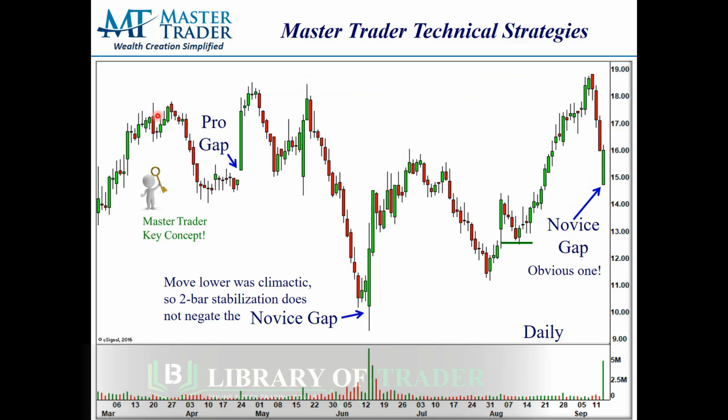Here's a pro gap after a move down and a consolidation. There is a void, which we're going to cover in the next chapter, and we would be looking at this in the morning on the gap up. This would just be one of the examples that would come up on our gap scan that we would be looking at on an intraday basis, looking for prices to push higher.